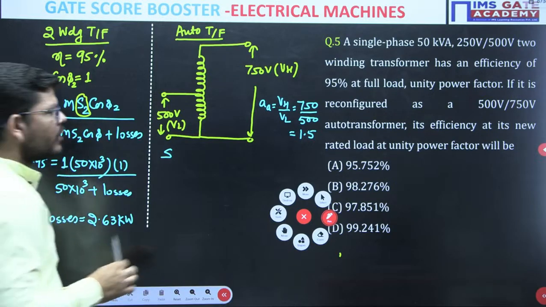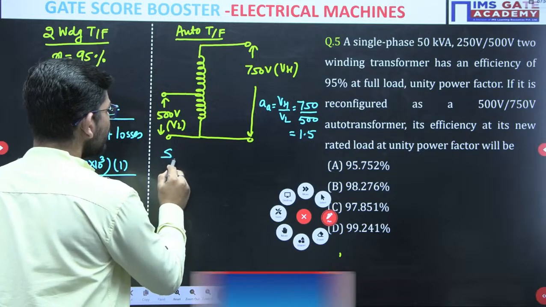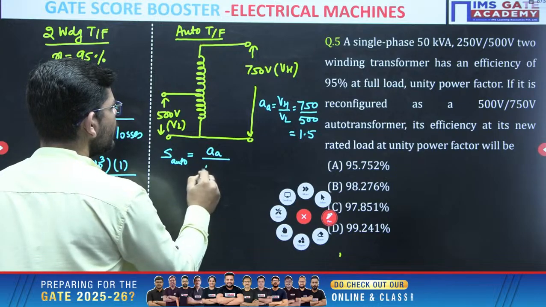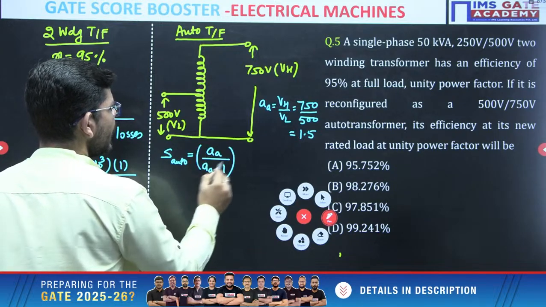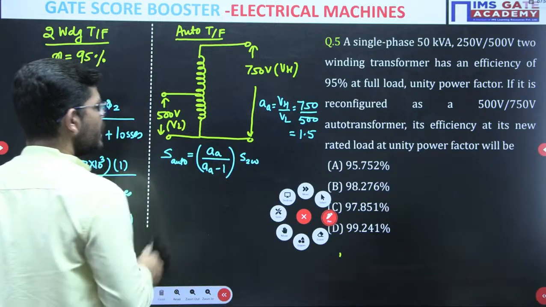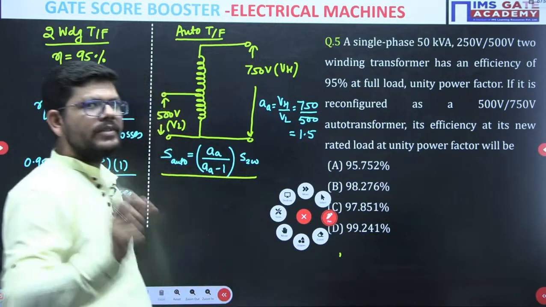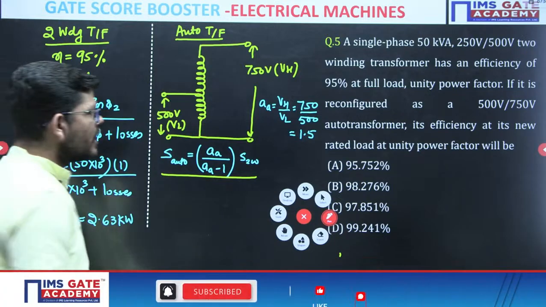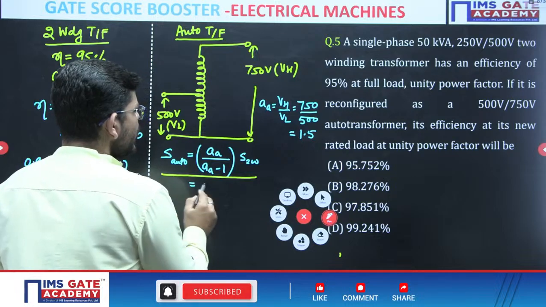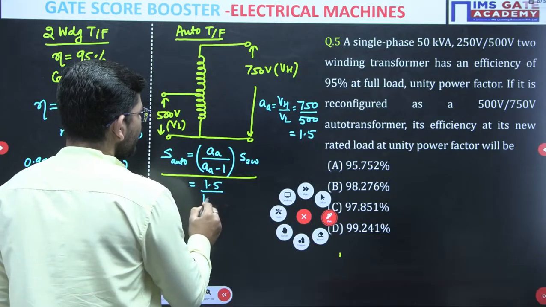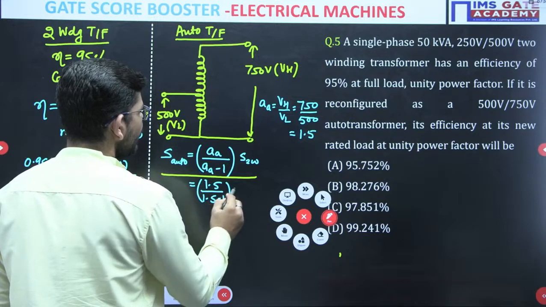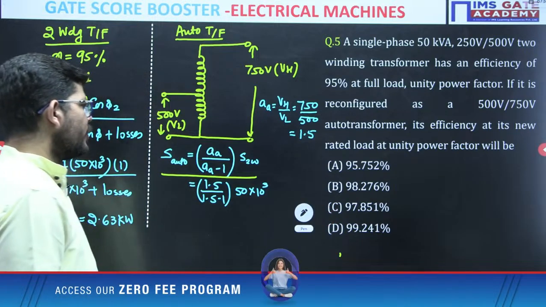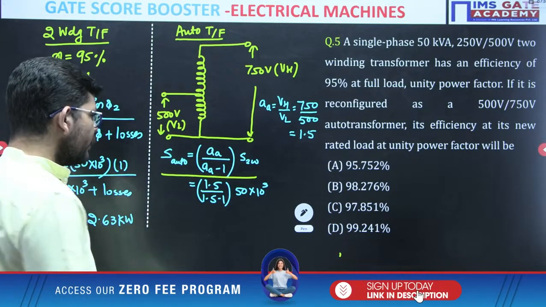Now in order to apply the efficiency formula, we need the kVA. So we have to calculate the auto transformer kVA. S auto, we have a formula: it is A over A minus 1 times S two winding. This is a very important formula. Many times they have asked questions only related to this formula. So A is 1.5, over 1.5 minus 1, and S two winding is given as 50 kVA. When you solve it, you will get 150 kVA.